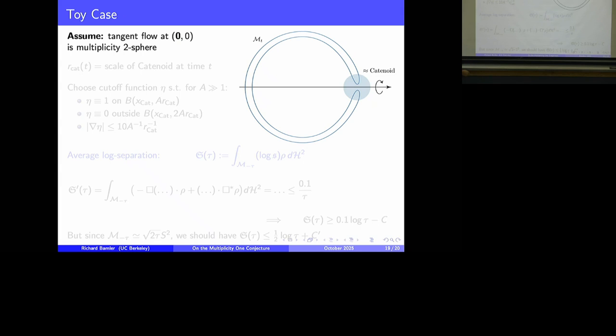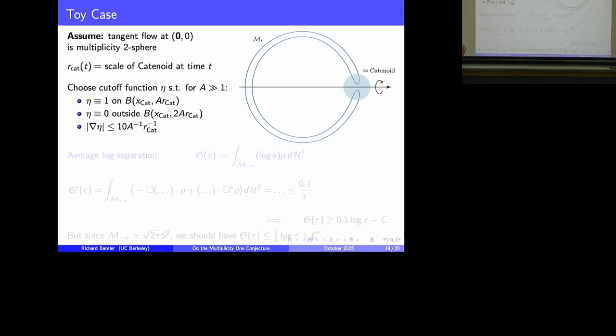So I'm trying to just argue by contradiction. So first of all, let me define a function r_cat, which is roughly the scale of the catenoid. You can define this in many different ways. Up to a factor, this should just be the size of this catenoidal neck. So this will go to 0 in time.